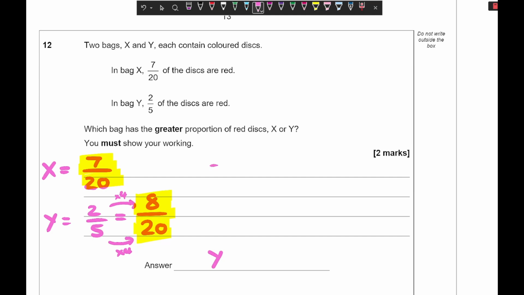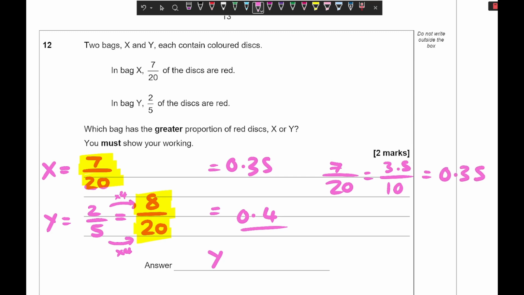Alternatively, you could have converted them into decimals, which if you did, I'd end up with 0.35 for this one and 0.4 for that one. And there you go, you can see that Y is bigger. Now, how did I get that so quickly? Well, 7/20, if I got the denominator over 10, would be 3.5. And then all I need to do is move the decimal point one place, which gives me 0.35. For 2/5, another way you can do it is division. So how many 5s go into 2? None. Carry the 2. How many 5s go into 20? 4. And as you can see, that's where I've got 0.4 from.